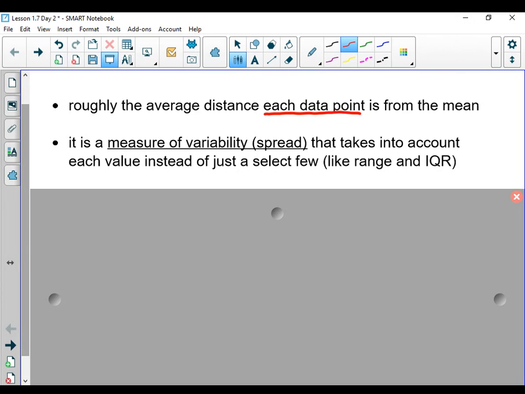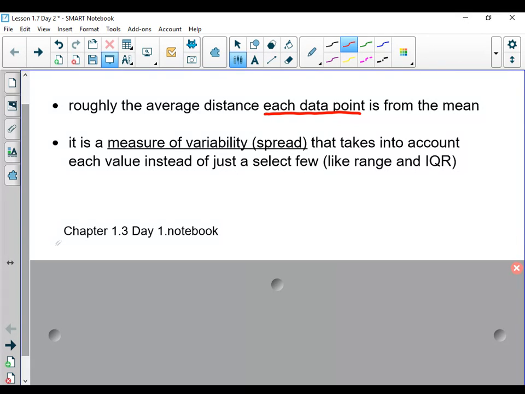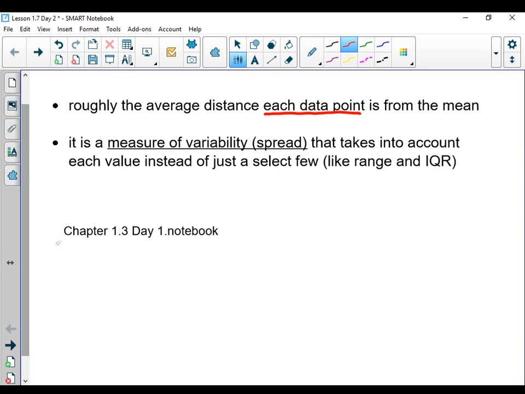So before we look at how we find the standard deviation, I want to add it to our list that we had back in section 1.3. So we're going to go back to our 1.3 notes again. I know I keep having you backtrack. We'll find the one that talks about describing the distributions.